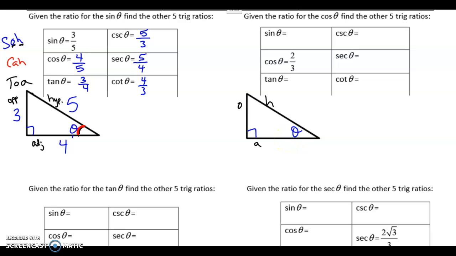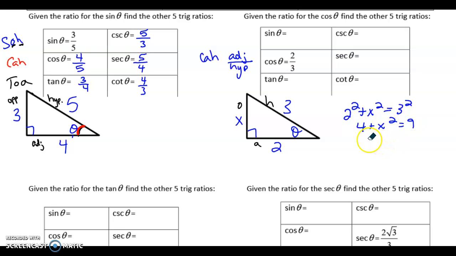All right, so we are given that cosine is 2/3. Well, remember, cosine, that's CAH. So that would be the adjacent side over the hypotenuse. So that means 2 is the adjacent, and the hypotenuse is 3. What would the opposite side be? So here's where we need to use the Pythagorean Theorem: a squared plus b squared equals c squared. Then we can subtract the 4, and x equals plus or minus the square root of 5, but we don't need minus since we're talking side length. So this other side over here is going to be the square root of 5.